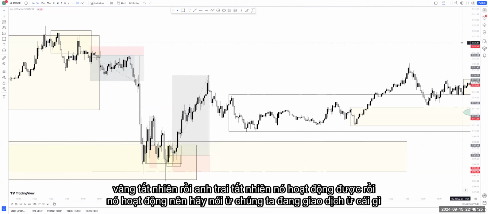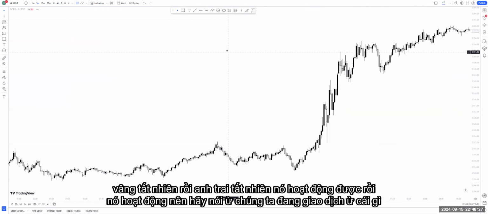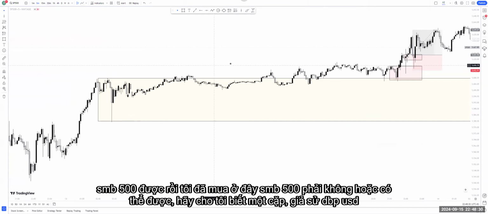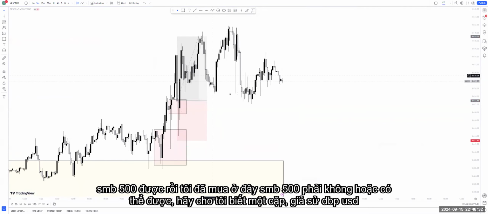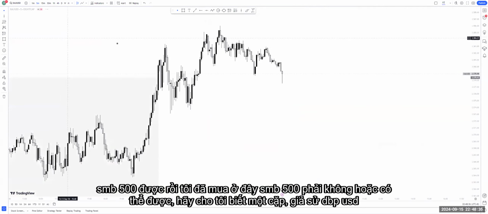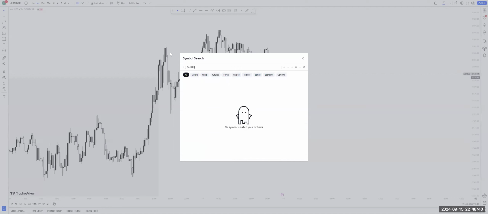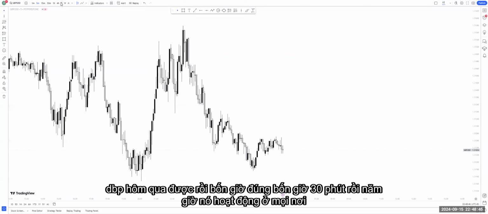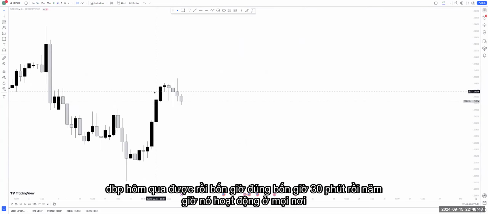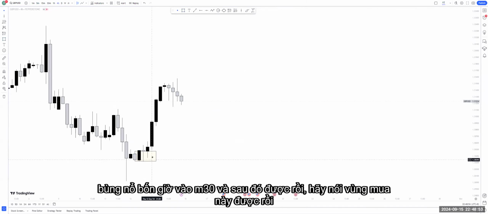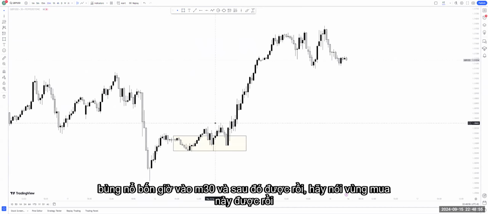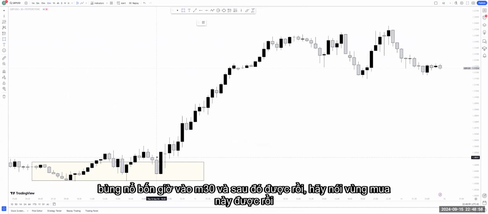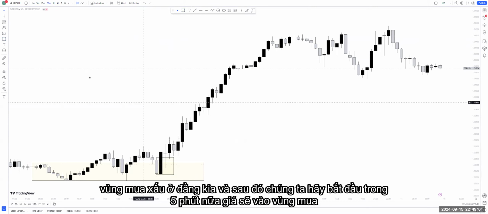So let's just say we are trading S&P 500. I took a buy over here, S&P 500. Or maybe, tell me a pair. Let's say GBPUSD. 4 hour, 30 minutes, and then 5. It works everywhere. Boom. 4 hour. Get into the M30, and let's just say this buy zone. This buy zone over there.